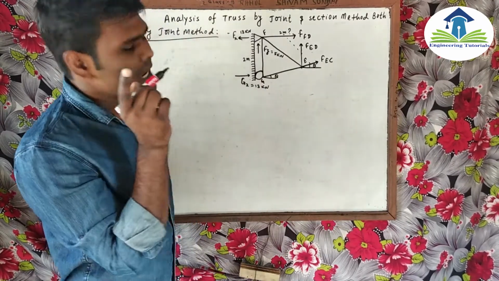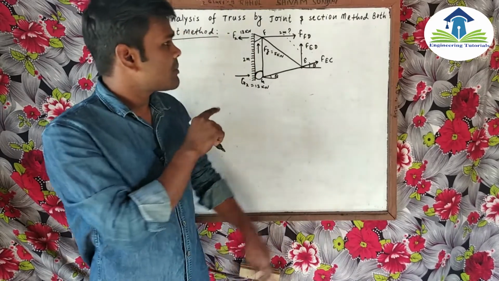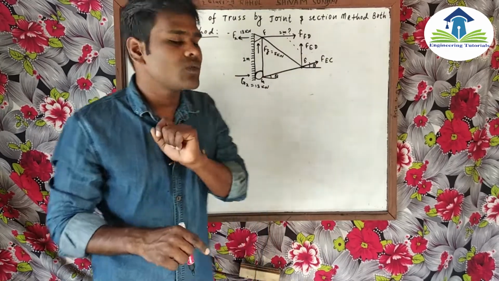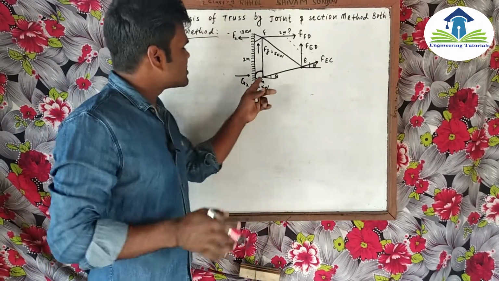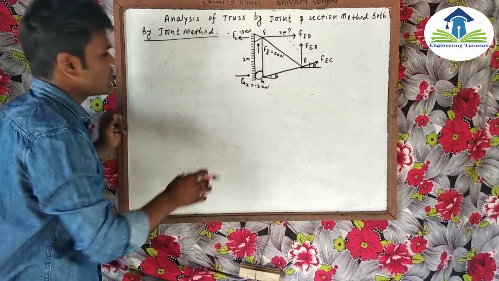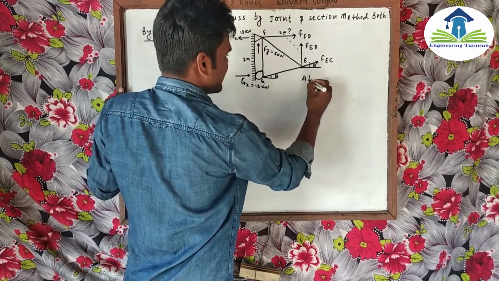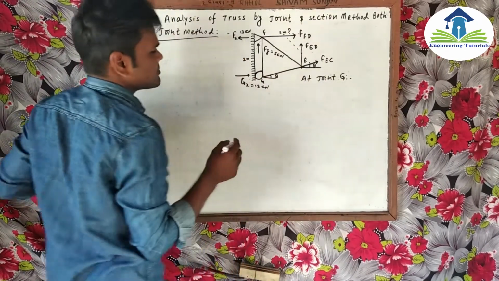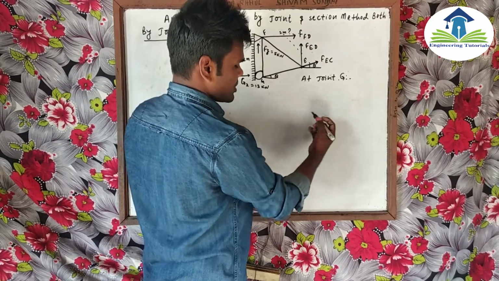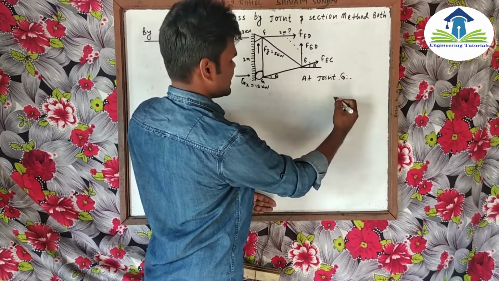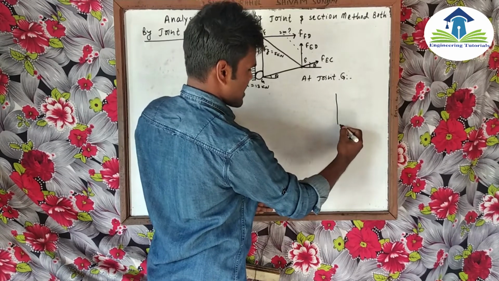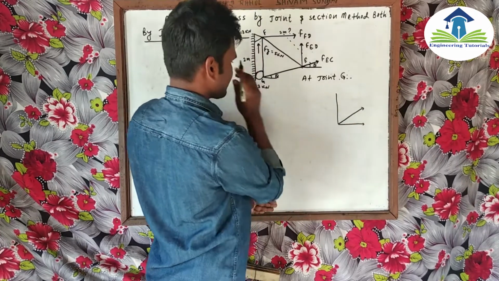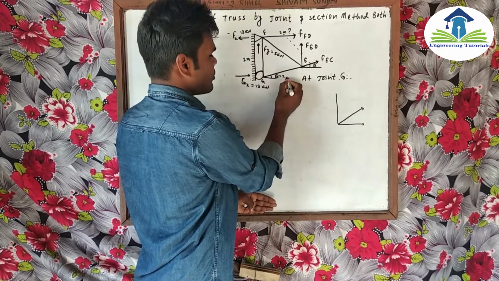You can also analyze the same question using the right portion at joint A, joint B, or joint C, but I am going to analyze this figure taking joint G. So what is the figure at joint G? It is like this. This is the angle theta, which we have calculated.